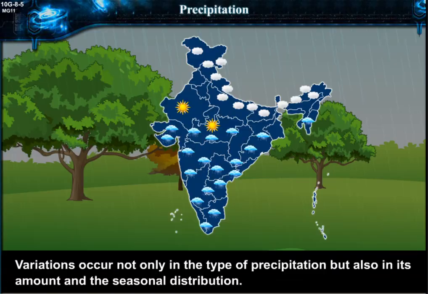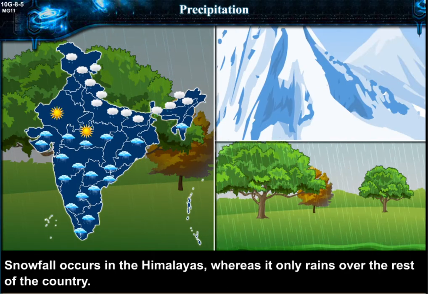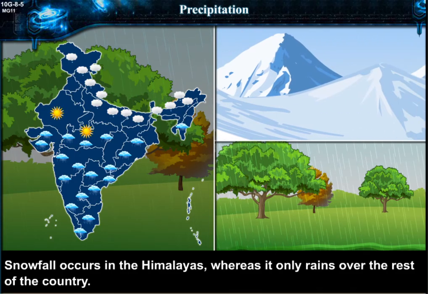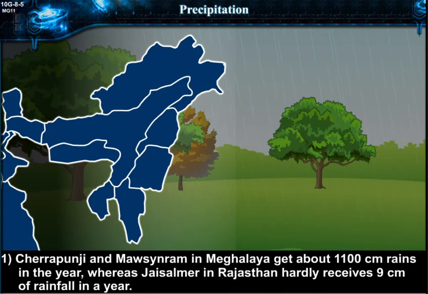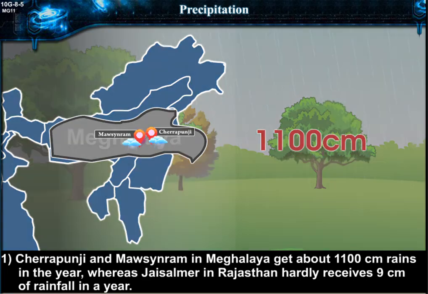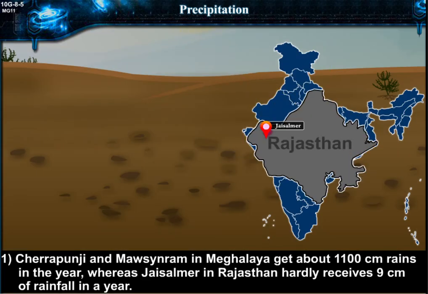Precipitation. Variations occur not only in the type of precipitation, but also in its amount and the seasonal distribution. Snowfall occurs in the Himalayas, whereas it only rains over the rest of the country. 1. Cherrapunji and Mawsynram in Meghalaya get about 1,100 centimeters of rain in the year, whereas Jaisalmer in Rajasthan hardly receives 9 centimeters of rainfall in a year.